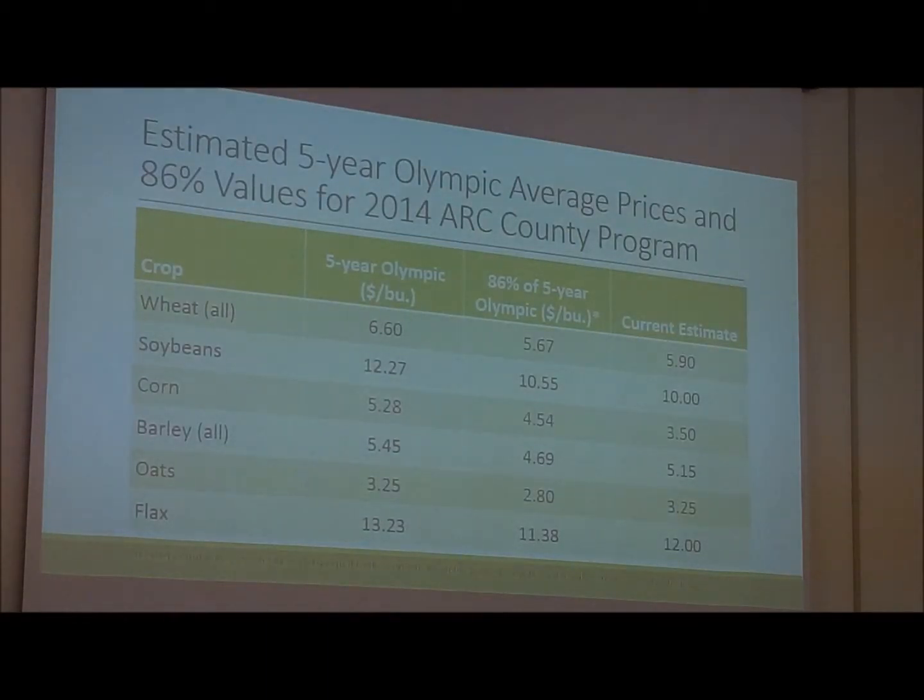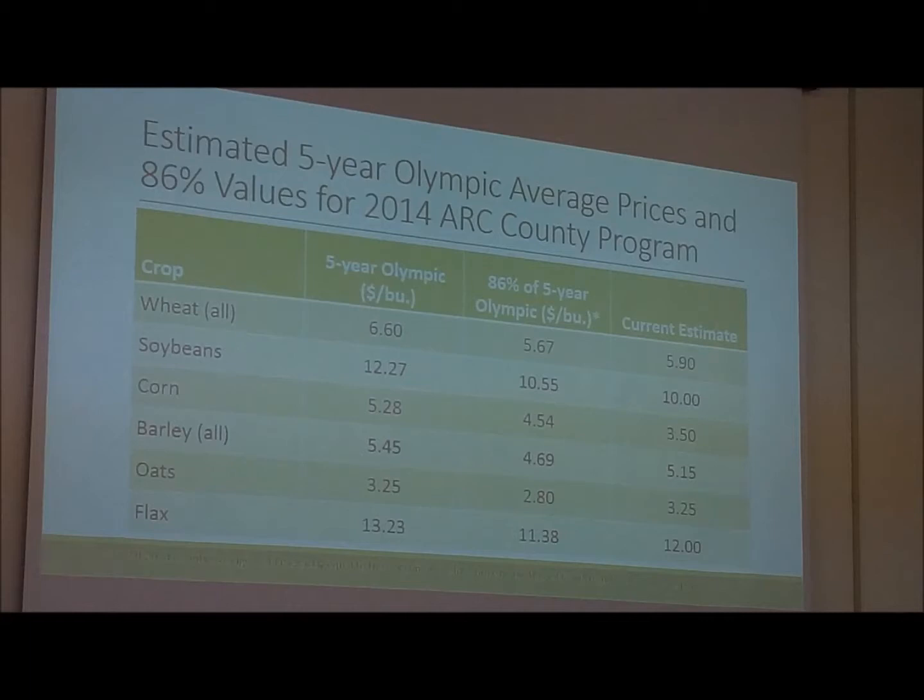Now then, if we make an assumption that the county yield this year is exactly equal to average, then this is the price that will trigger a payment under ARC. If you have a higher yield in the county, it will take a lower price than this column to trigger a payment. If your yields are below average, it will begin to trigger a payment above these levels.